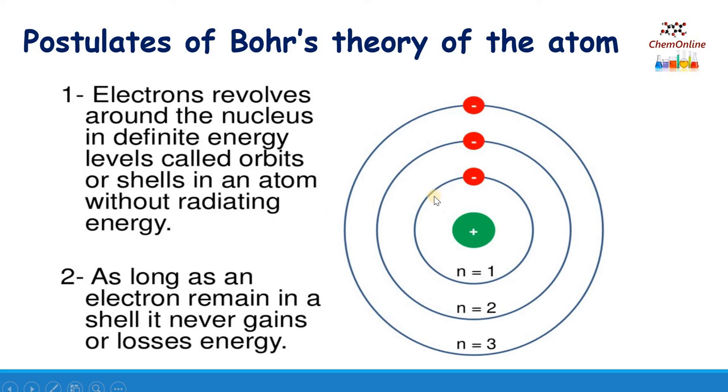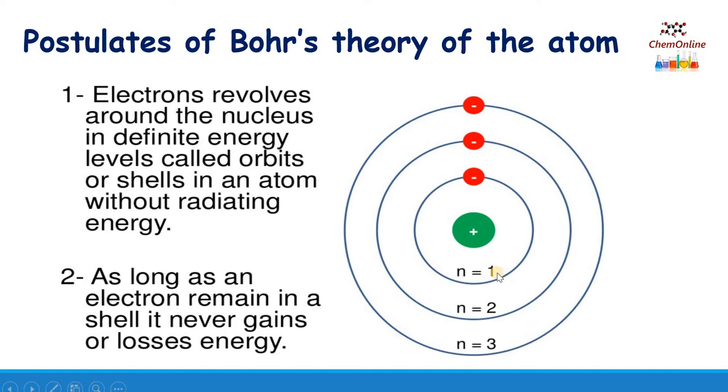Electrons revolve around the nucleus with a definite velocity in definite energy levels called orbits or shells without radiating energy. And these orbits or shells are also called stationary states. As long as an electron moves in any particular orbit, it does not emit or absorb energy. That is, it does not lose or gain energy.